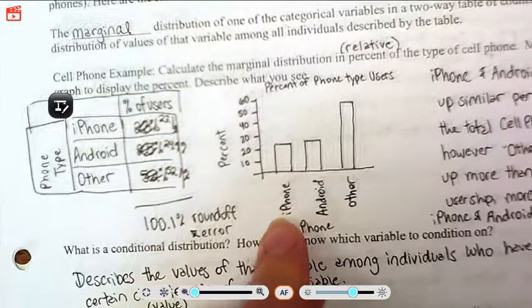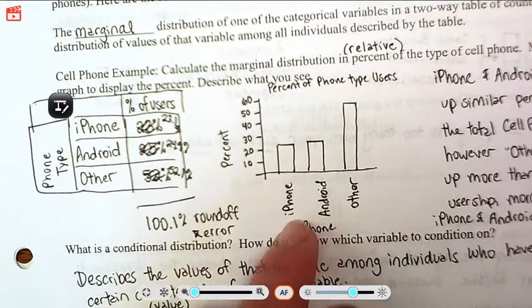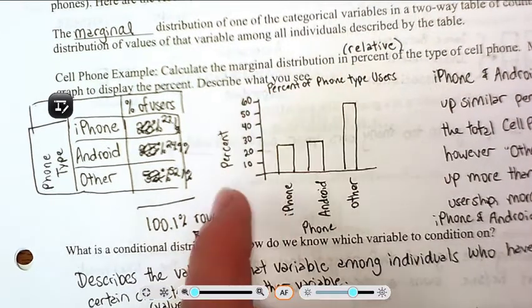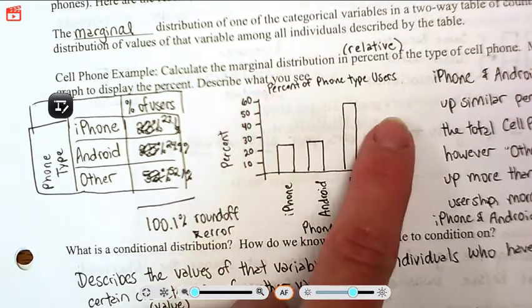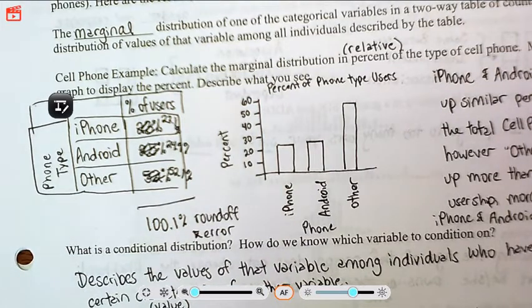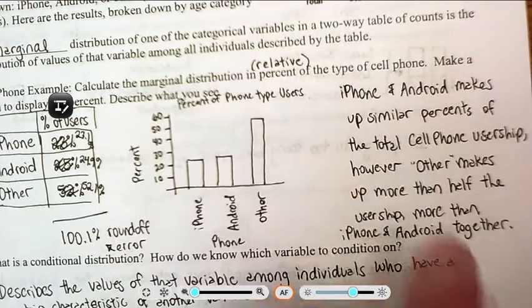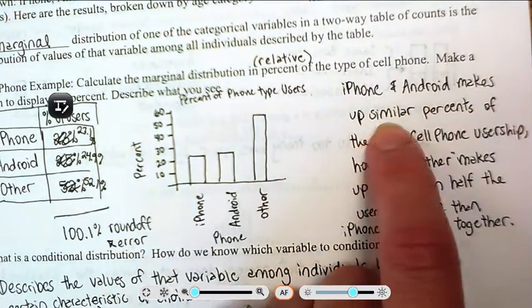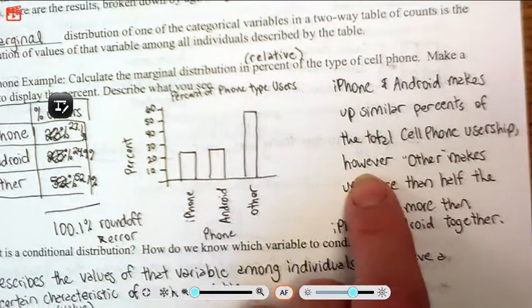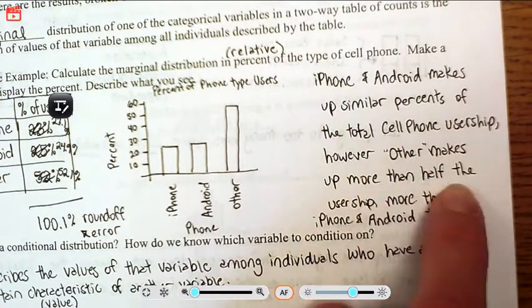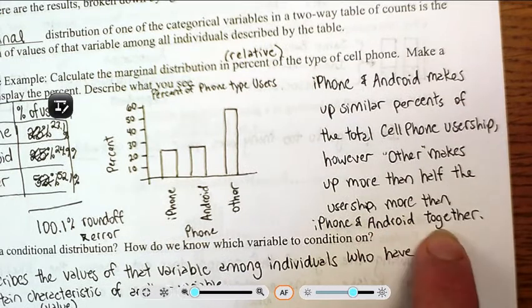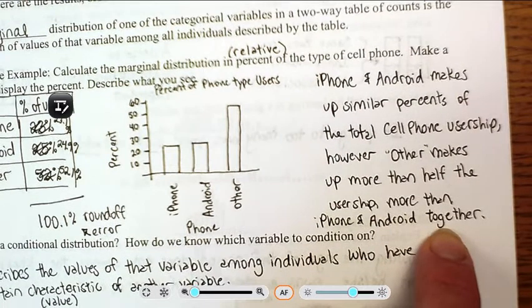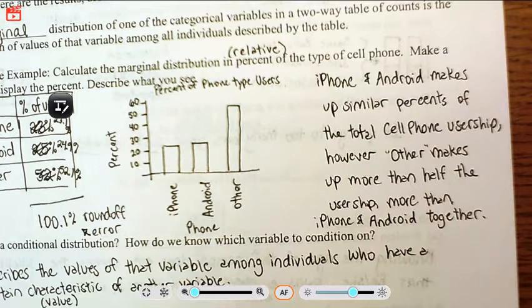Okay, over here, iPhone, Android, other, and then I list them up by percent, and I have labels, and I have an axis scaled, and I have a label, and I have a title. Very good graph. iPhone, let's see here, describe what you see. iPhone and Android make up similar percents of the total cell phone usership. However, other makes up more than half the usership, more than iPhone and Android together. Okay, so that's what I'm describing over here is the uniqueness.